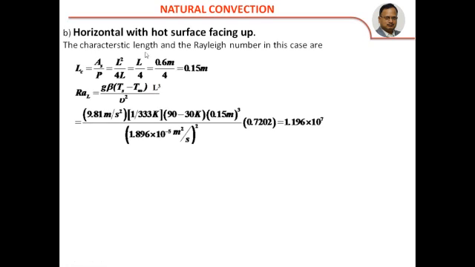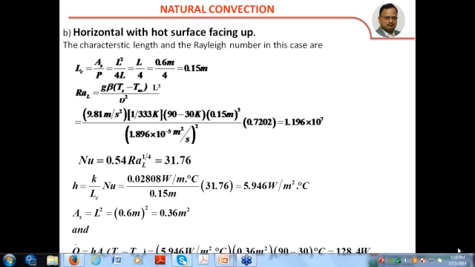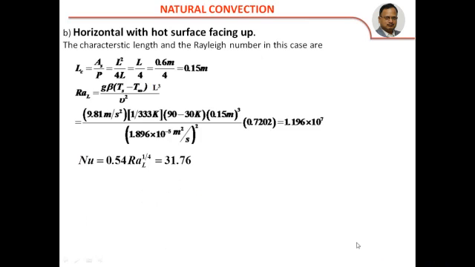Now let us see what happens when I keep the plate in horizontal direction with its hot surface facing up. Now when it is in horizontal position, the characteristic dimension is Lc equal to As by P, surface area L square and perimeter 4L, you will get L by 4, 0.15 meters. Hence Rayleigh number is again g beta delta T L cube by nu square, 1.196 into 10 power 10. And we will use the equation Nusselt number equal to 0.54 Rayleigh number to the power 1 by 4, which is equal to 31.76. And we calculate h using the formula Nusselt number is h Lc by k. We get 5.946, and surface area is 0.36 meters square, and you will get Q equal to 128.4 watts.